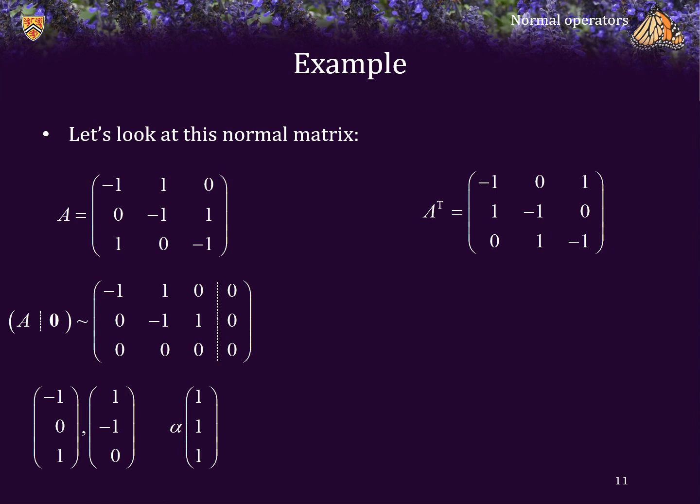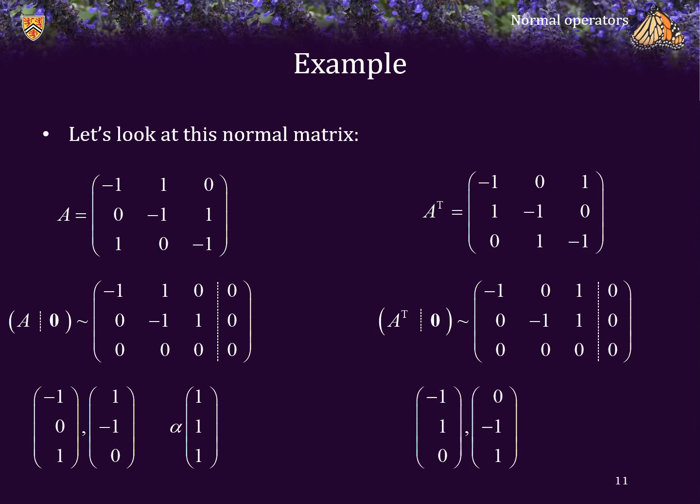Now, here's the transpose. If again we solve the homogeneous system of linear equations, then once again we find that the first two vectors form a basis for the range. Also, once again, finding the null space, we determine that the null space is the same. It is all scalar multiples of the vector 1, 1, 1. And once again, we also see that that vector is perpendicular to both basis vectors for the range.